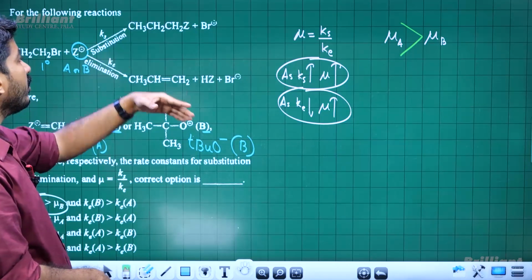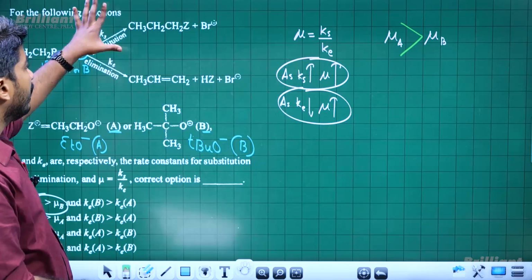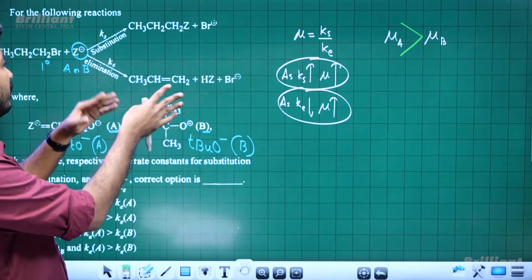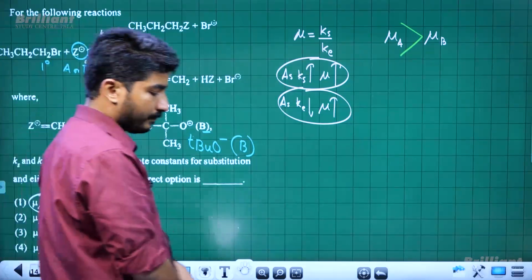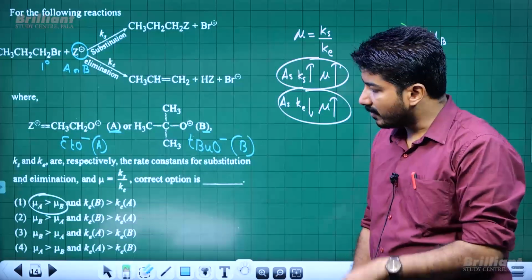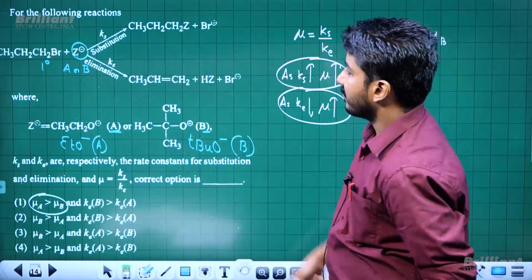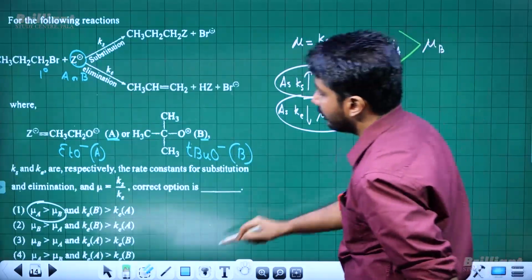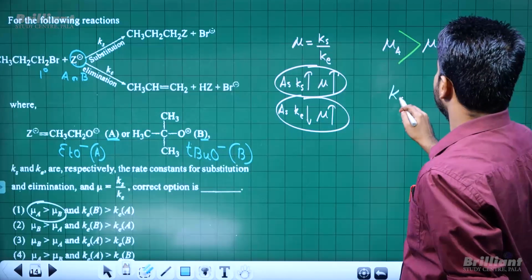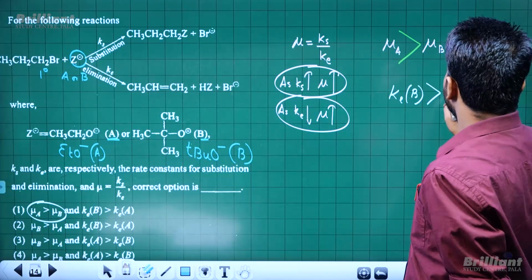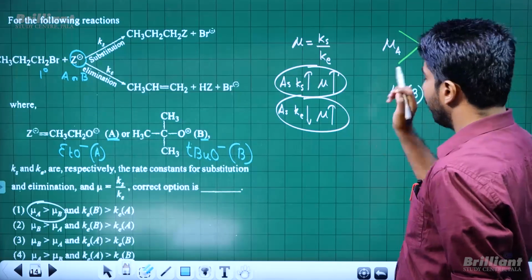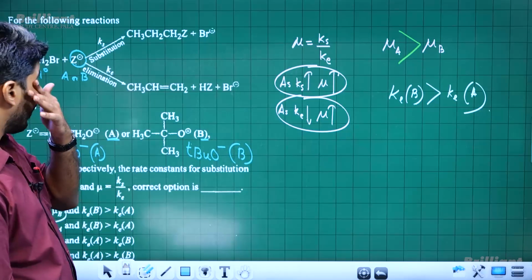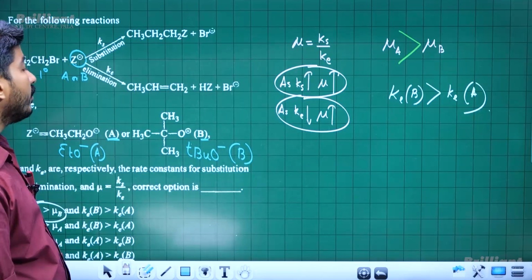Yes, both pathways are going on in both cases. If we use A, both are occurring. If we use B, both are occurring, but there is some variation in the speeds of both reactions. That is the question. So Ke will be higher, elimination will be higher, if we use tertiary butoxide. So we can say Ke with B is higher than Ke with A. Elimination will be higher with bulky bases. Elimination will be lower with small alkoxides, because small alkoxides can do nucleophilic attack as well.